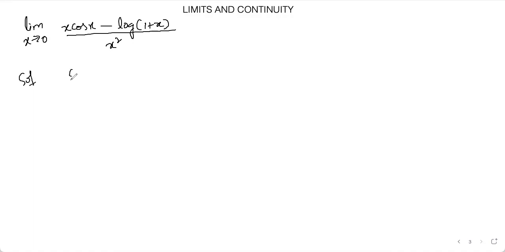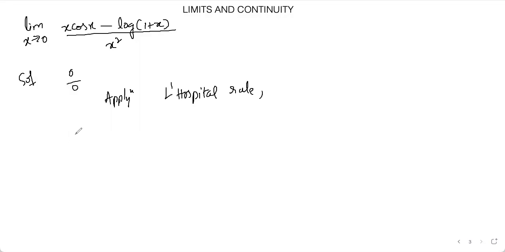So let us solve another problem. Again, a limit x tends to 0, x cos x minus log of 1 plus x by x square. Again, by substituting x as 0, you get 0 by 0, which is an indeterminate form. Again by applying L'Hopital rule.